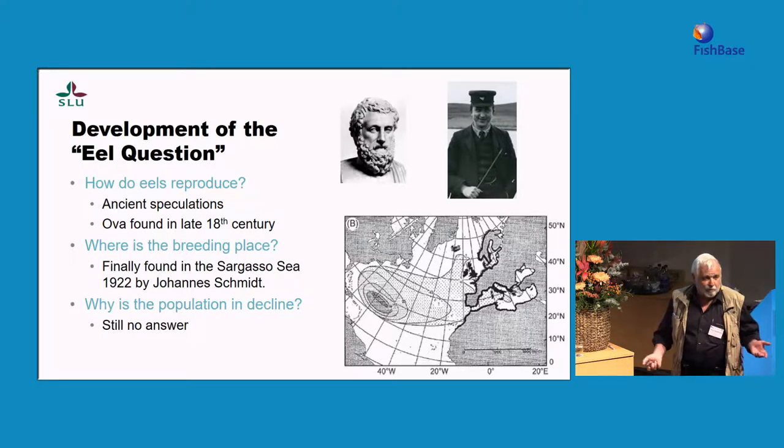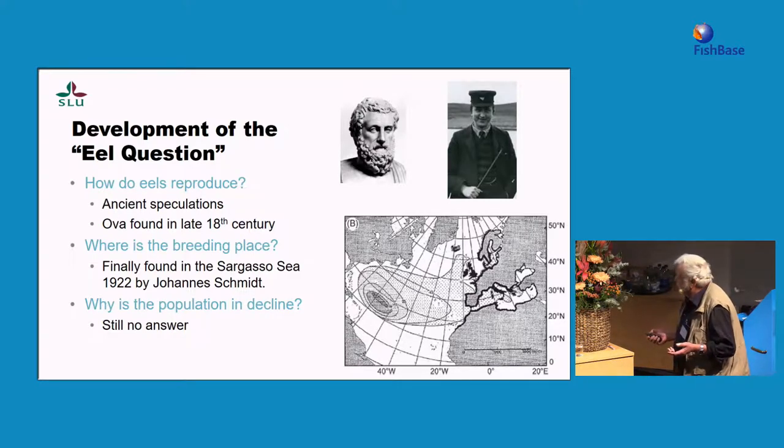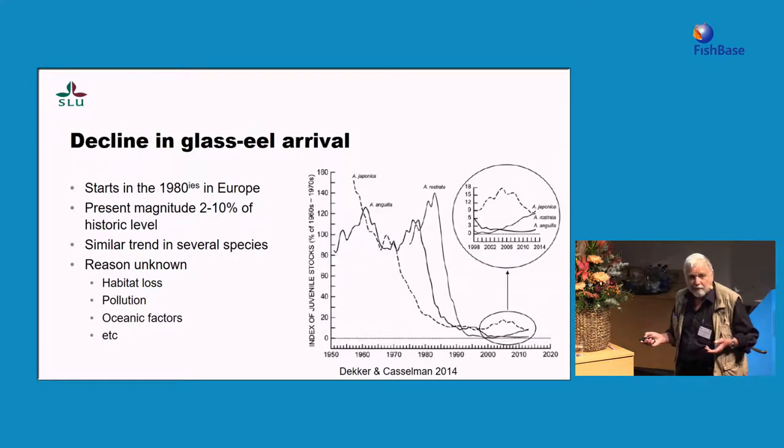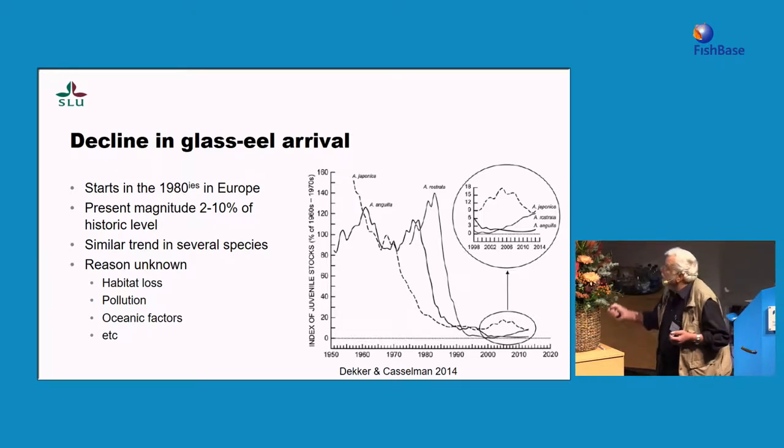And that was then the solution to the second eel question. But there is still a question today, and that is why we have this very dramatic decline of eels that started for the European eel here in the 1980s with a drop from 100% glass eel arrival here to less than 10% in recent years. And we find the same development in the American eel species and in the Japanese eel species, with some differences in timing.